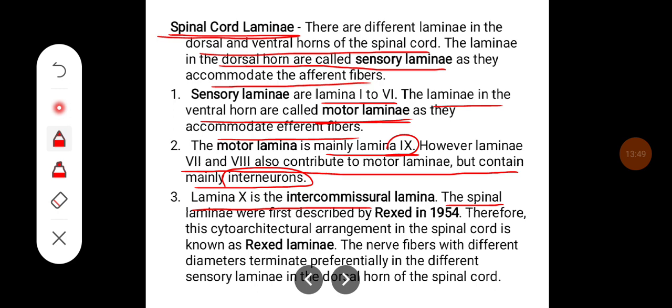The spinal laminae were first described by Rexed in 1954. Therefore, this cytoarchitectural arrangement in the spinal cord is known as Rexed laminae. The nerve fibers with different diameters terminate preferentially in the different sensory laminae in the dorsal horn of the spinal cord.